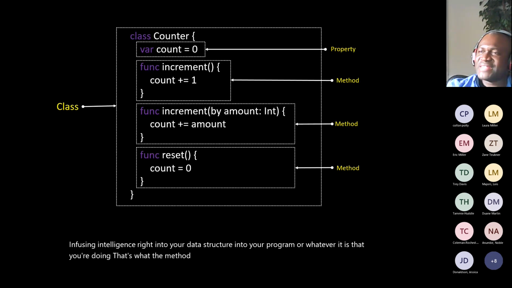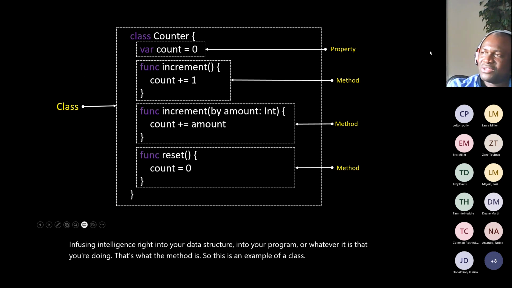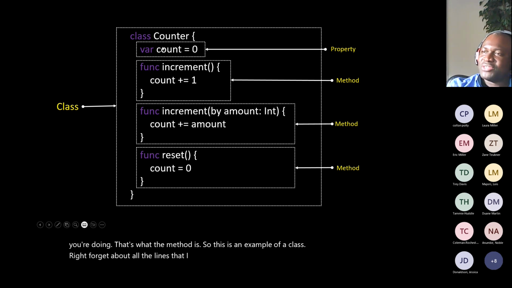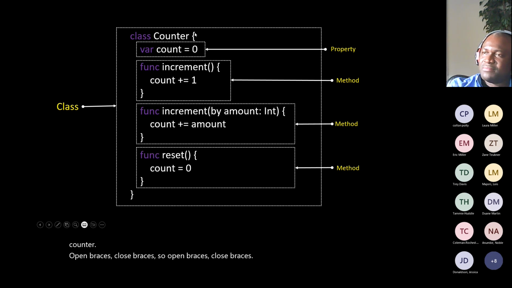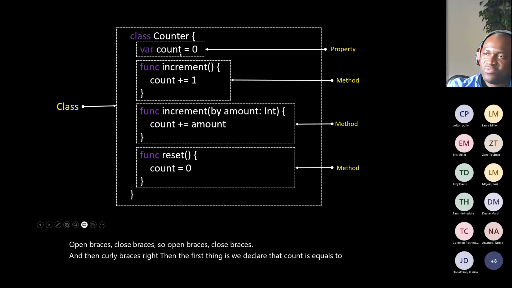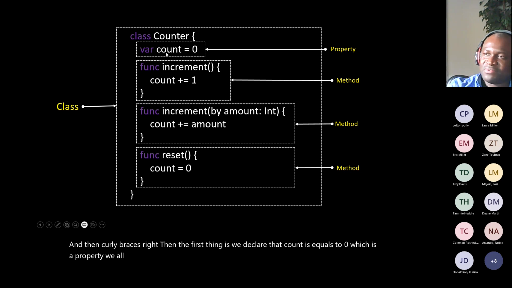So this is an example of a class. Forget about all the lines that I put around it, but just think of it: you have a class called Counter, open braces, close braces, and then curly braces. Then the first thing is we declare that count is equal to 0, which is a property. We all agree that if it's a variable or a constant, that's a property.